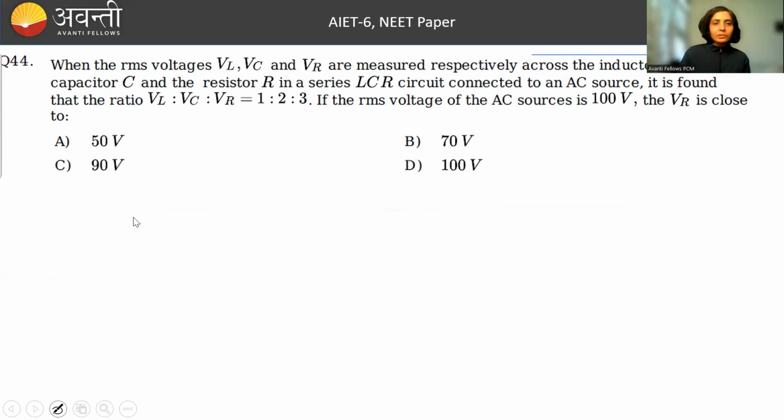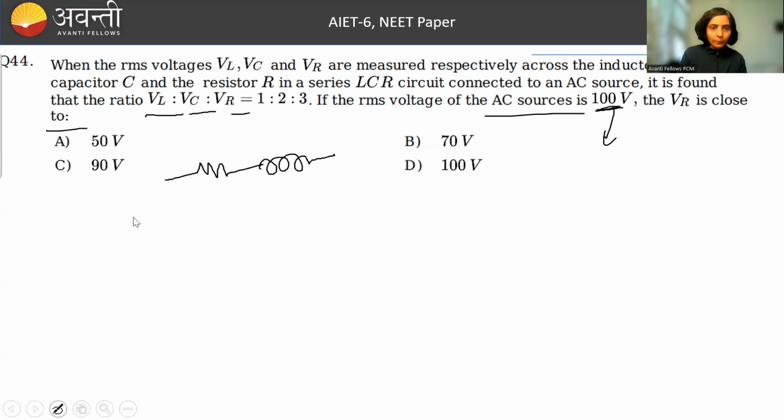Now, when the RMS voltages VL, VC, and VR are measured respectively across the inductor, capacitor and resistor, the ratio of VL, VC, VR is given as 1:2:3. RMS voltage of the AC source is 100. Then VR is close to what? So RMS voltage is 100 volt, and this 100 volt will drop on the inductor, capacitor, resistor. How do we add these voltages? Again, in the previous lecture also I included this question because this is important. It comes every time, okay?